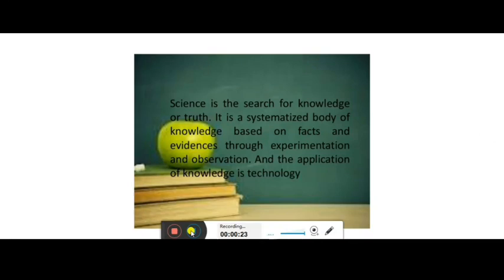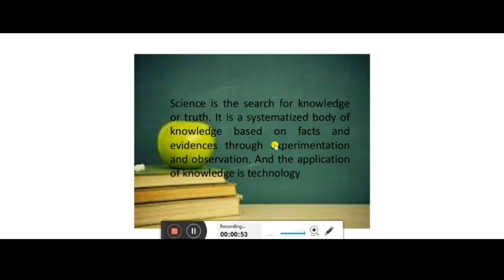As in the previous video, I have said that science is a systematized body of knowledge which is based on facts and evidences through experimentation and observation. So here this experimentation is the work of scientists. Okay, that's why they are known as the scientists. So from the word experimentation, the experimental investigation is done.